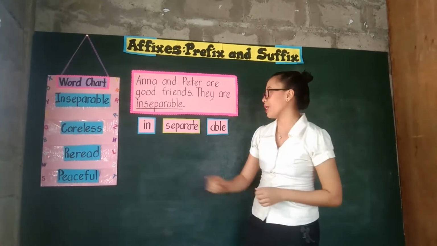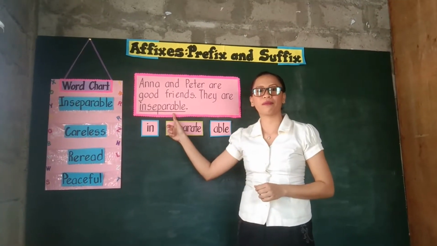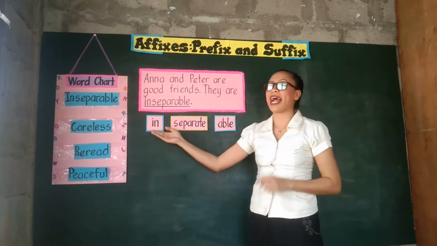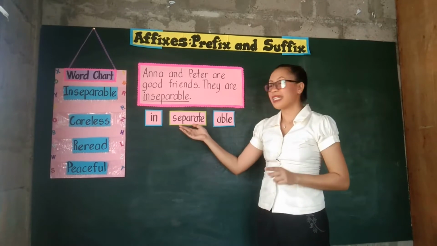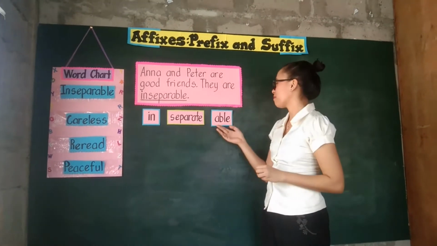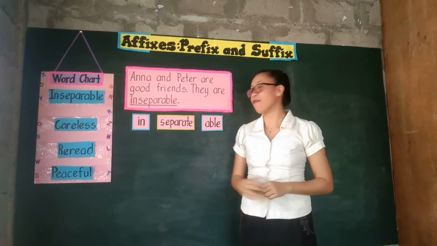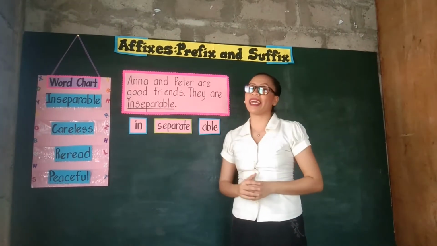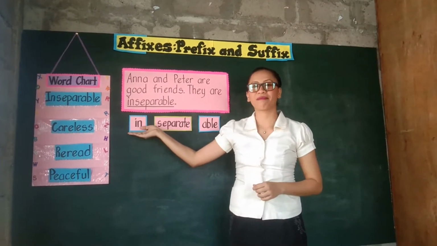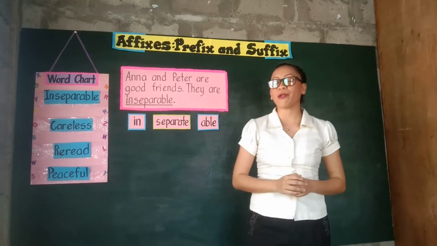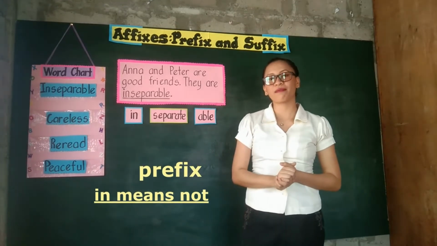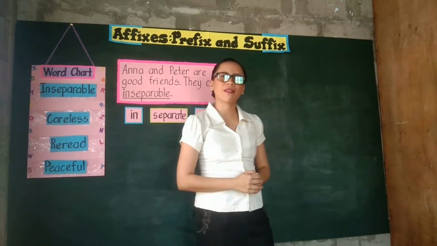Now, let us analyze the structure of the word inseparable. This word will be divided into three. First, we have in. Second, we have separate. And third, we have able. Let us begin with in. In is an example of a prefix. And in means not. So what is a prefix?